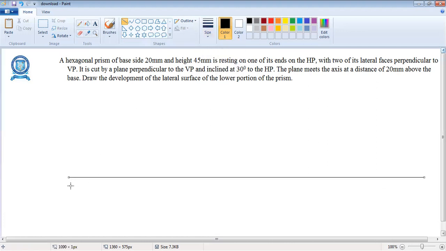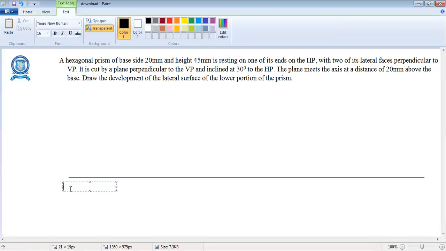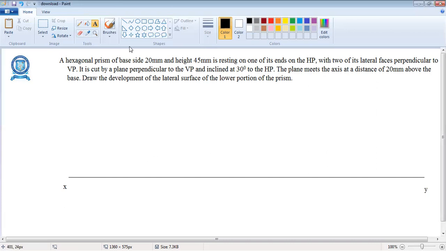Draw an XY line. Draw a simple position of a hexagonal prism. The hexagonal shape is visible only in the top view. In front view, we can see a rectangular shape.